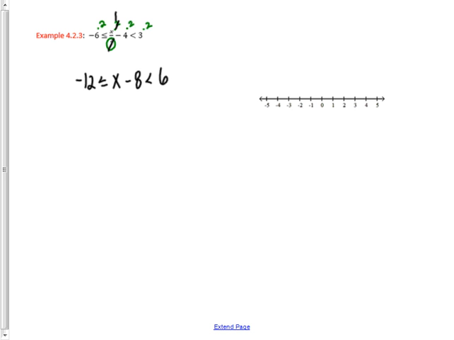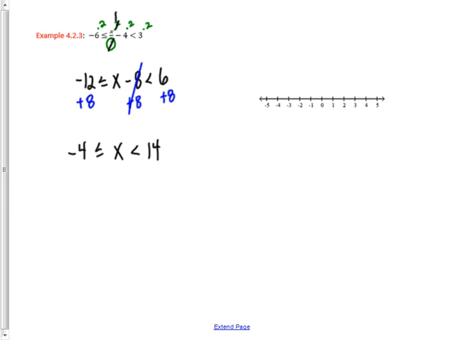Again, I can't stress it enough: fractions are ugly. The minute you see them, circle the denominators and clear them out. I want to get the x in the middle by itself. So what's the only thing in the middle with the x? The negative 8. So how do you get rid of it? Add it. Let's add it to all three sides. So I get negative 4 is less than or equal to x is less than 14.